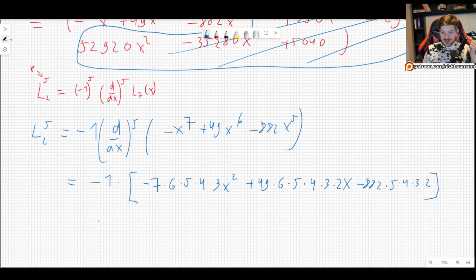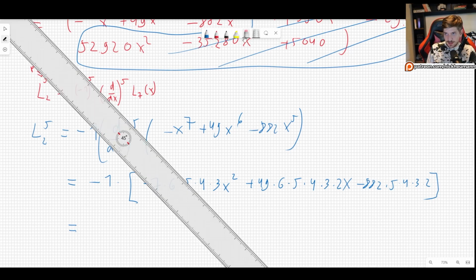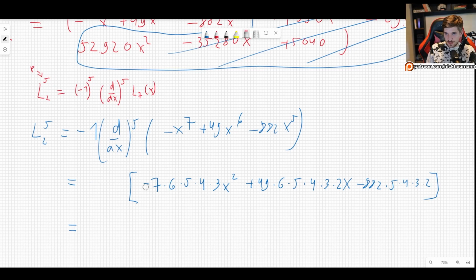Okay, so, well, what is our polynomial here? Let's check it out. So this would be, well, first of all, let's multiply by minus so that we get rid of this. So this is plus, this is minus, this is plus.